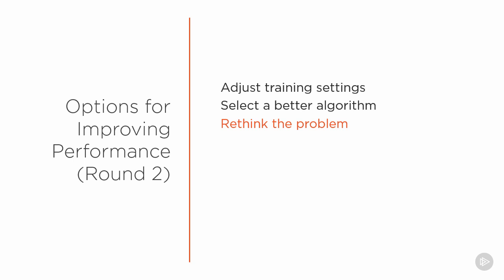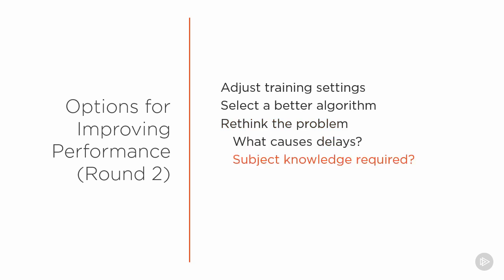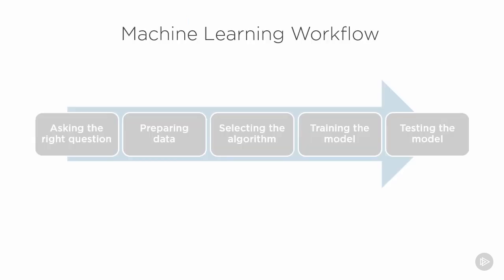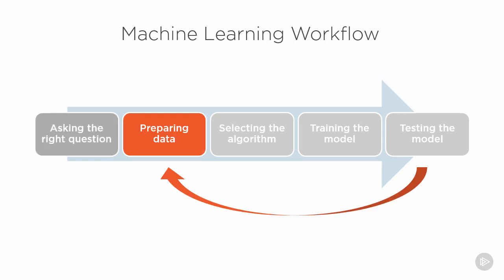So what causes a flight departure to be delayed? Do we know? Perhaps a little subject knowledge is required. If we read through the information on the DOT site, we see that weather is a significant cause of delays. So maybe we should add weather data. Where would we go in the machine learning workflow to determine which weather data to add and how to add that data? Well, we are back at preparing data.